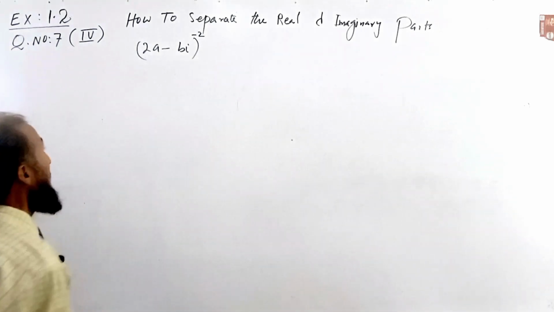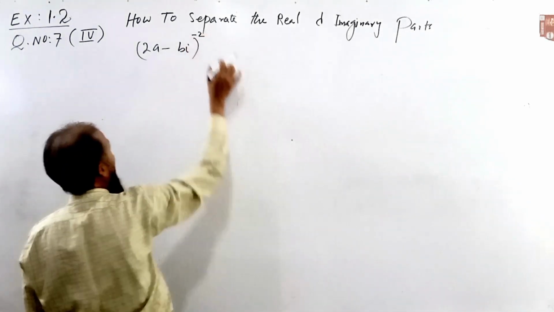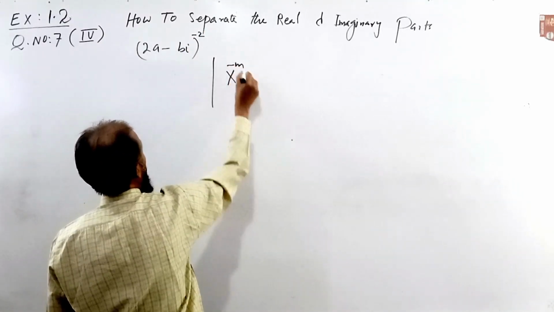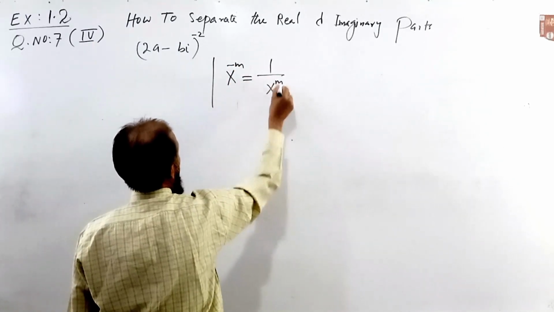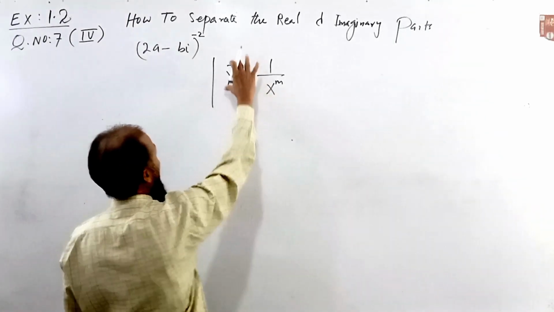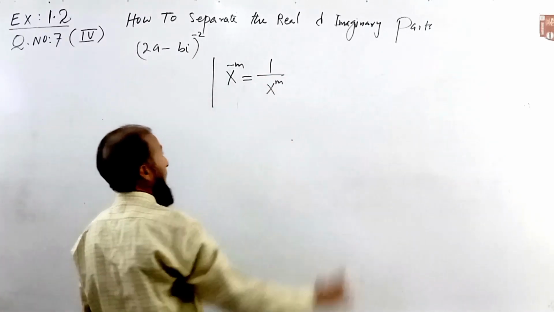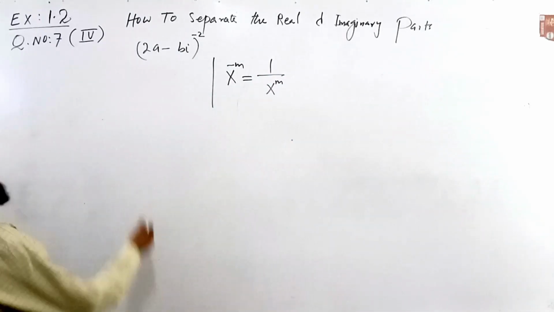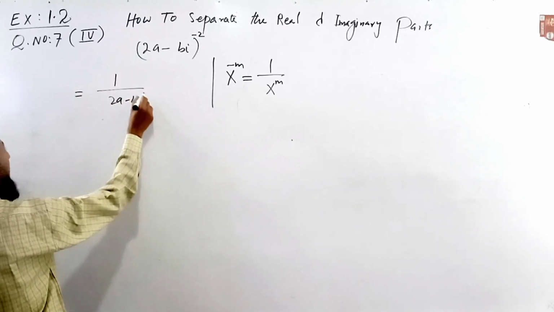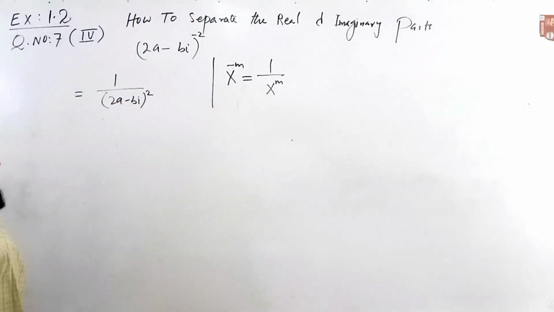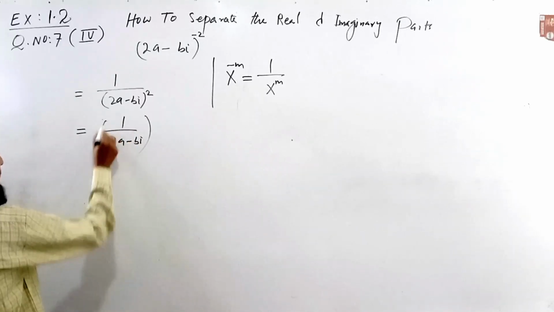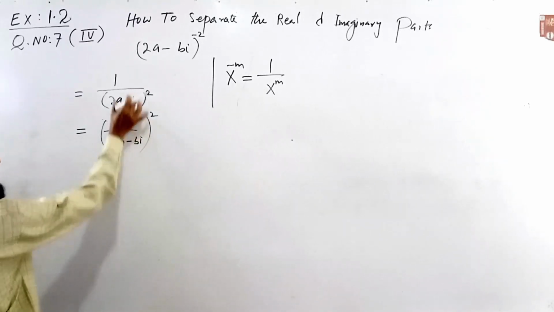First of all, we use the exponent rule. We change the negative power into positive. So we use this exponent rule, x power minus m can be written as 1 by x power m. So the power is negative, so we change it into positive. We divide 1 by this term. Similarly, we change this term to 1 divided by (2a minus bi) whole square. 1 square is also 1.